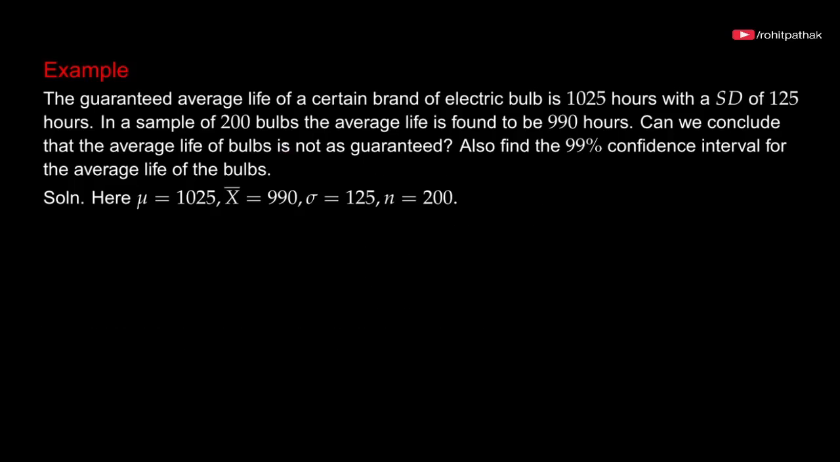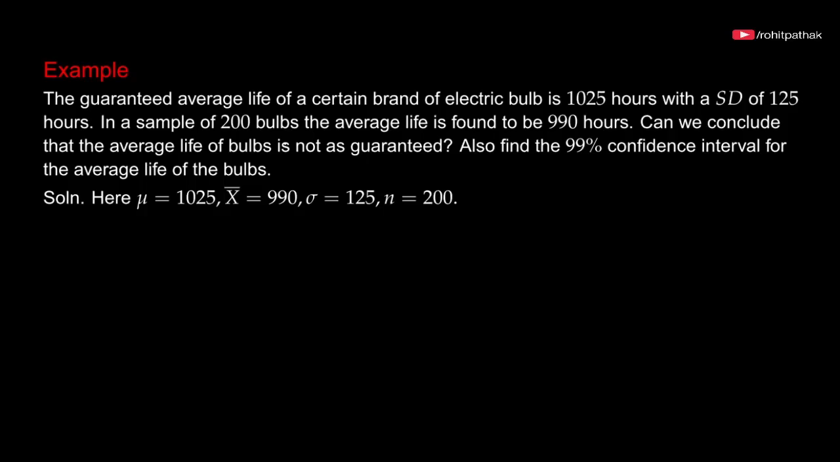Take another example. The guaranteed average life of a certain brand of electric bulb is 1025 hours with an SD of 125 hours. So in this case, you have been given the population standard deviation also. In a sample of 200 bulbs, the average life is found to be 990 hours. Can we conclude that the average life of bulbs is not as guaranteed? Also find the 99% confidence interval for the average life of the bulbs.